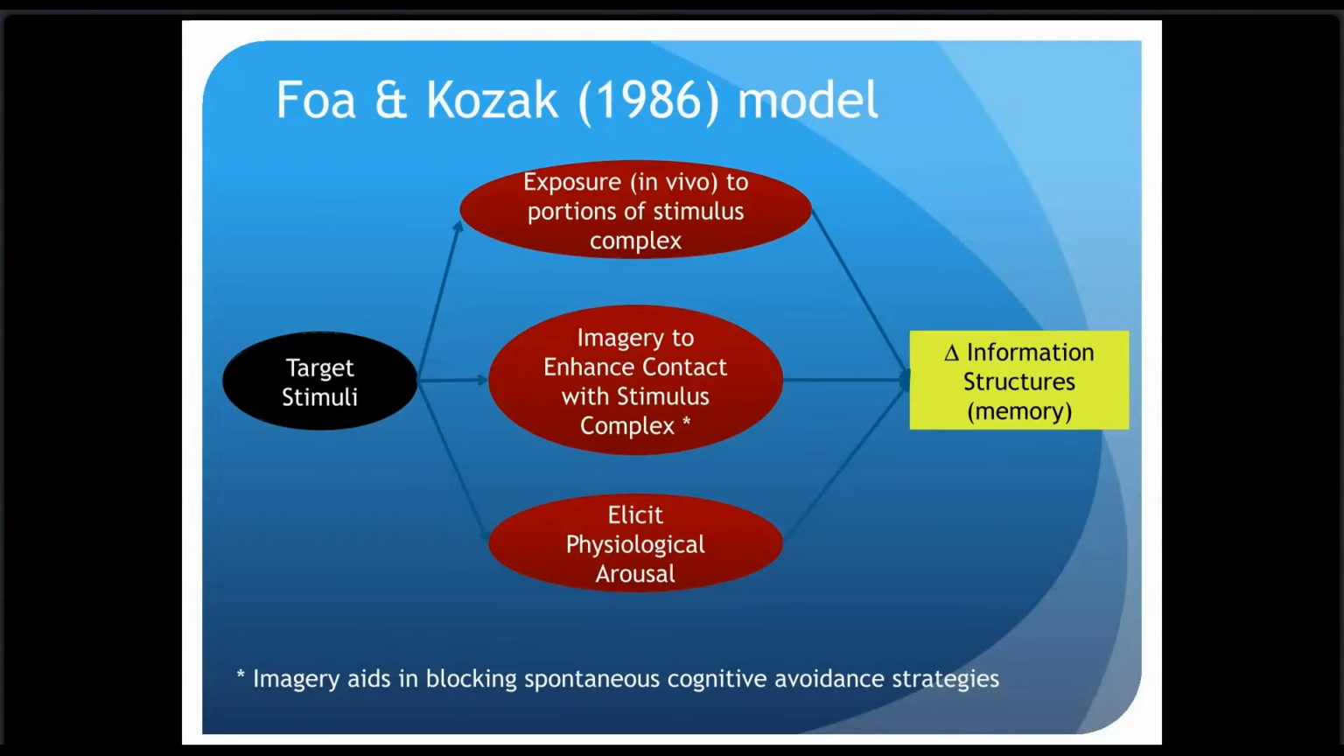So if we had to put it into a schematic, here are the key things that you might do. On the one side, you identify a target set of stimuli. There would be in vivo exposure. Remember, the research literature emphasizes that in vivo exposure, live exposure, is going to be more desirable. You can ensure better outcome if that in vivo exposure is accompanied by some kind of imagery, and also that you elicit physiological arousal. So those three things, that's the tripartite, the hat trick, if you will, for any exposure session in order to facilitate change in those information structures.